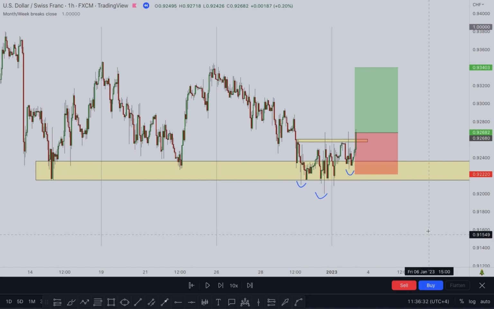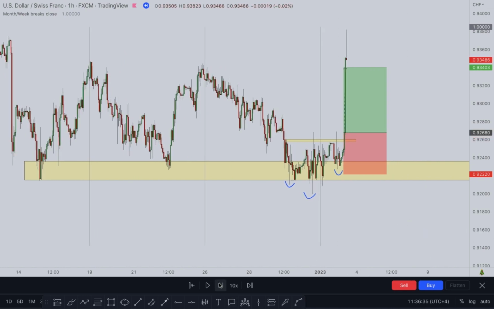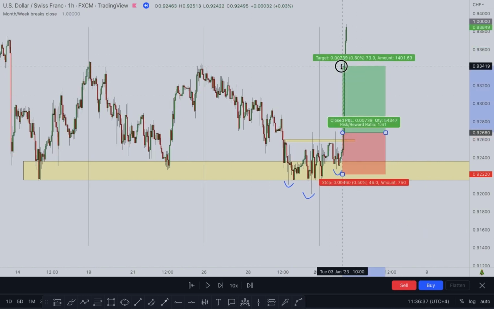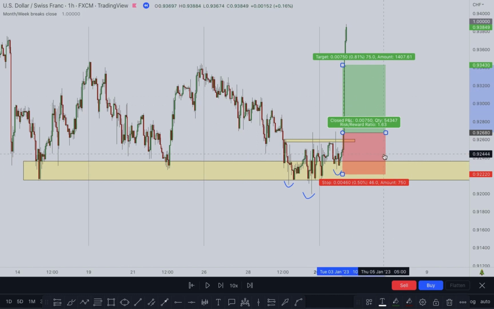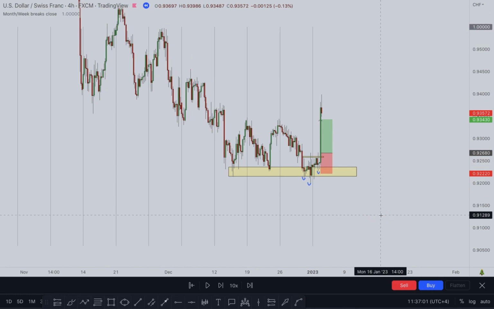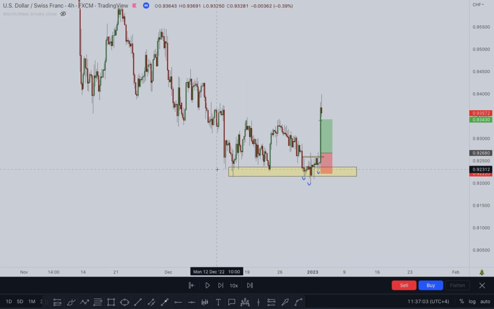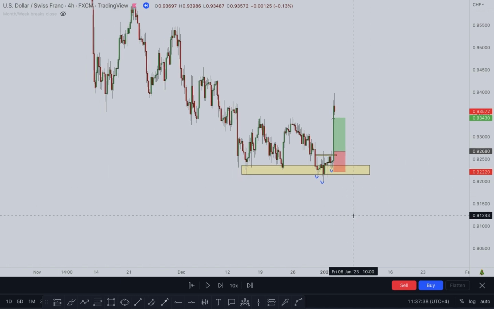So let's see how price actually played out. We had price just shooting to the upside, just breaking this high. I'll go up on the 4 hour structure. Here I had a confirmed change of character. This is my first bottom, this is my second bottom, this is my third bottom, and at the third bottom I'm also seeing an inverse head and shoulder. So I have multiple confirmations to take this trade.